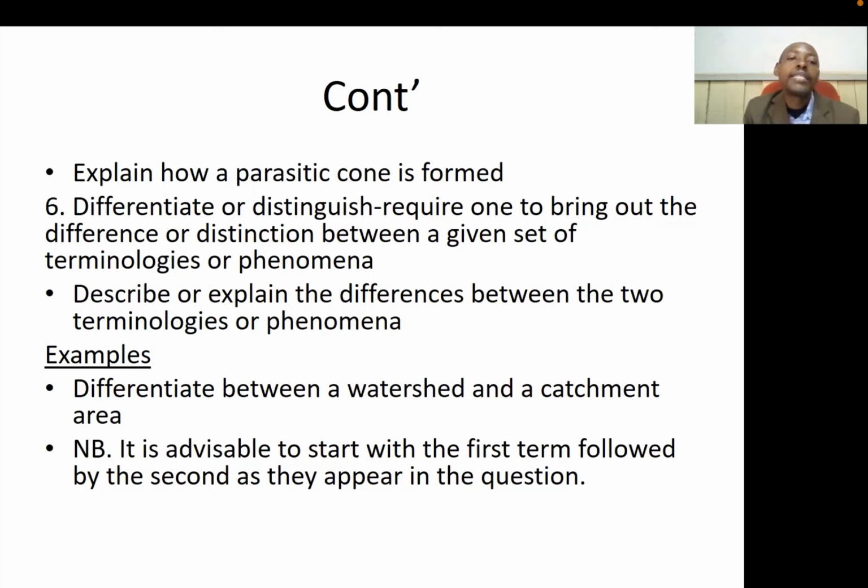cone. And the term differentiate or distinguish requires one to bring out the difference or distinction between a given set of terminologies or phenomena.